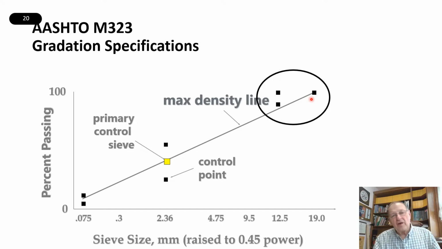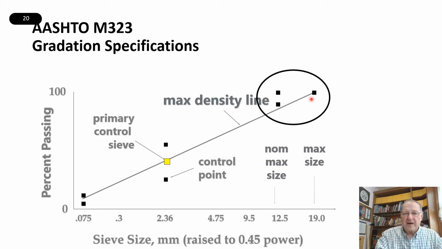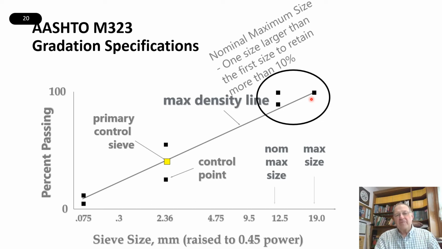So the first thing that we'll look at is these 3 control sieves up here. And they are defined in reference to the nominal maximum size and the maximum size. The nominal maximum size is defined as being 1 size larger than the first sieve to retain more than 10%. Now, that sounds almost like circular logic. So what we have to do is, in our combined gradation, we look for the first sieve to retain more than 10%, and the nominal maximum size, according to AASHTO, will be 1 size larger than that.